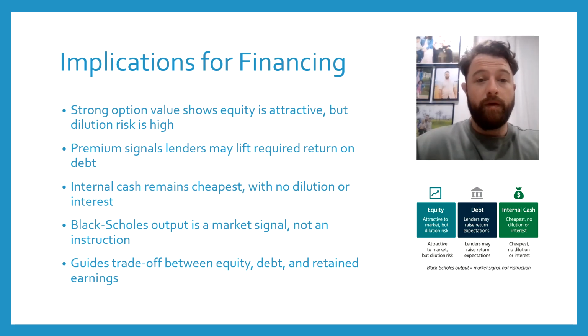Implications for financing. For financing, three insights matter. First, the strong option value confirms that equity is attractive to the market, but any new issue risks dilution. Second, the premium shows lenders will recognize equity investors expect growth and may raise their required return on debt. Third, internal cash remains the lowest cost funding option, free from dilution or added interest. The board should treat the Black-Scholes output as a market signal, not an instruction. It frames the trade-off between equity, debt, and retained earnings.